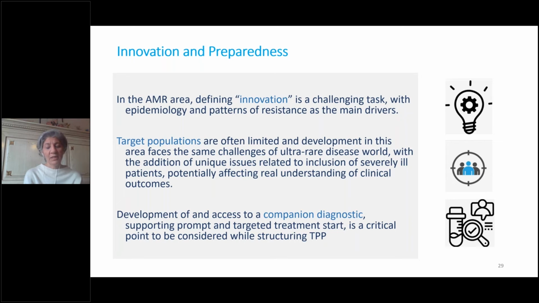Target populations are often very, very small due to the fact that they are very sick patients. They are a very fragile, vulnerable population. So it's difficult to enroll these patients at a fast pace in clinical trials, and also difficult to understand the clinical outcomes due to the diverse clinical manifestations that infection may have in different populations of subjects.